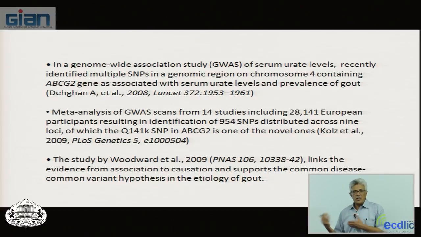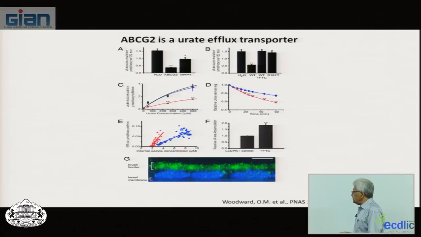And then, as we were discussing, once you find this linkage, you need to express this in your cell line model or in animals. So these studies were done by William Gugino at Johns Hopkins Medical School. They expressed the wild type ABCG2 and the Q141K SNP, and they directly showed that yes, ABCG2 is a urate transporter, because that's what you would expect, and that there is a decrease in urate transport when you have the Q141K.